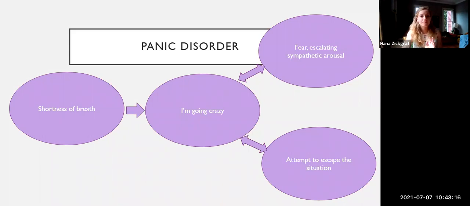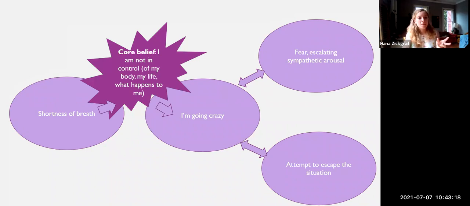However, for some people, that shortness of breath actually activates a core belief, the feeling that I'm not in control of what happens to me, I'm not in control of my body, I'm not in control. And it's actually that activation of the core belief that you're not in control that activates the thought, I'm going crazy, and then the emotions and feelings and behaviors that come with that thought.